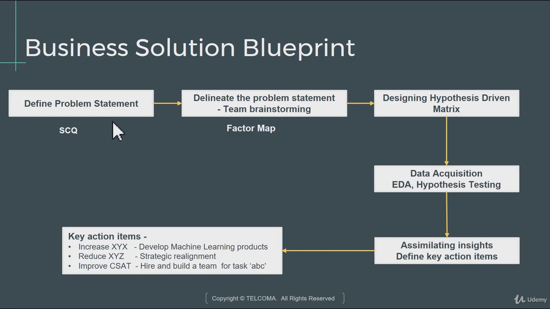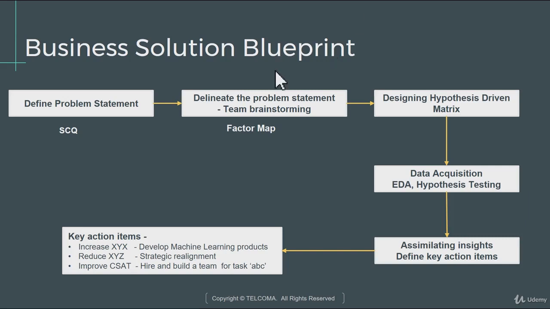Now, once you have the problem statement defined, the next step is to delineate the problem statement. This is a process which involves team brainstorming. A bunch of people sit together with a common shared goal of solving the problem. A team is important here because you need diversified inputs rather than a biased input. The moment you have a team together, the brainstorming process becomes healthier.